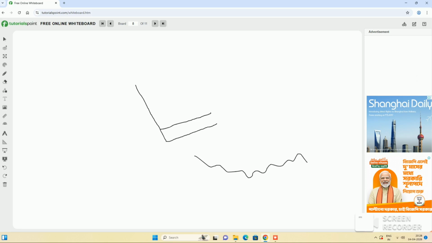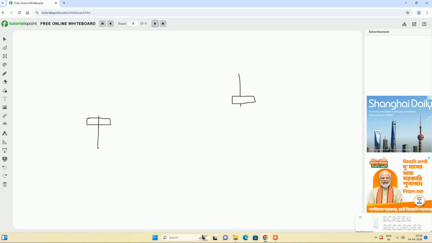You should trade them the way I tell you. Now let's come to the candlestick patterns. This candlestick pattern is known as the hammer candlestick pattern, and this is a bullish candlestick pattern.